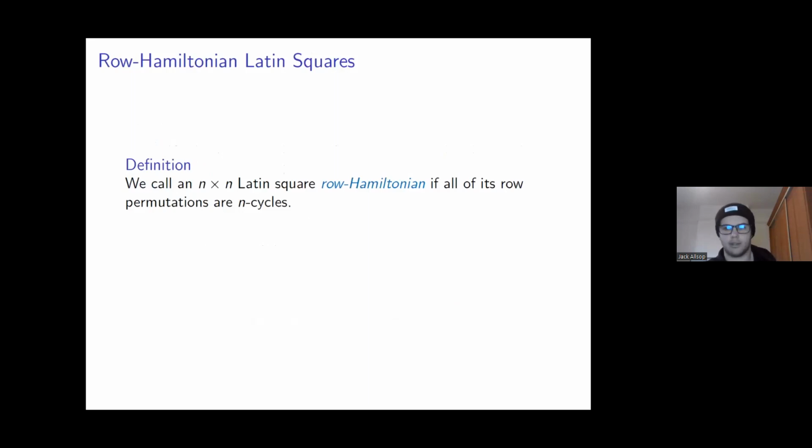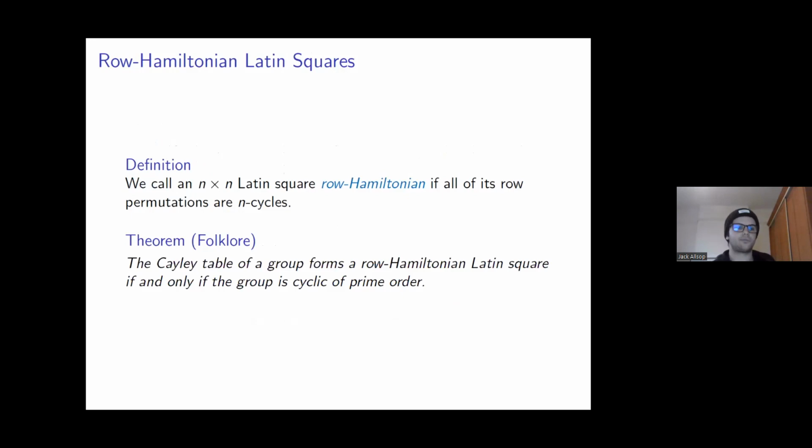Now we can define what a Row-Hamiltonian Latin square is. An n by n Latin square is called Row-Hamiltonian if all of its row permutations are n-cycles. We can construct a simple family of Row-Hamiltonian Latin squares using group theory. If you take the Cayley table of a group and remove the borders, you get a Latin square. This theorem says that the Cayley table of a group forms a Row-Hamiltonian Latin square if and only if the group is cyclic of prime order. So they give us a simple family of Row-Hamiltonian Latin squares.